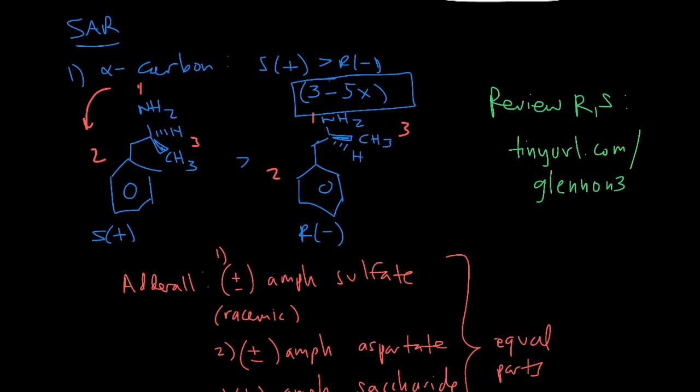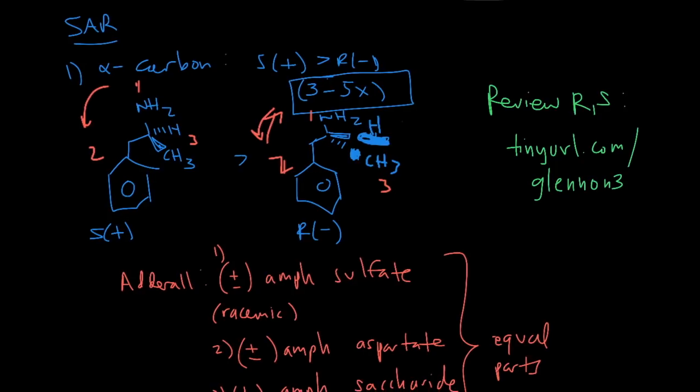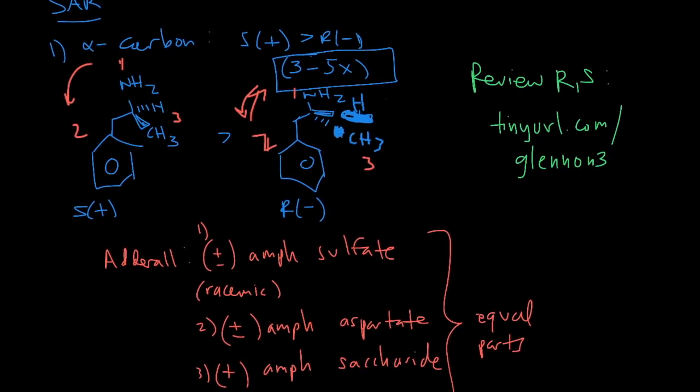Let's see. So this isomer is your S isomer because it's 1, 2, 3, this way it's S. This is your R isomer because you have 1, 2, 3. Hold on, I wrote that wrong. This should be CH3. This should be hydrogen. My bad. So scratch this. So nitrogen is 1, phenyl group is 2, methyl is 3, going this way it's S, but this hydrogen's not in the back, not in the dash, so you reverse it, so it's R. So S is more potent than R. Namely, S is 3 to 5 times more potent.